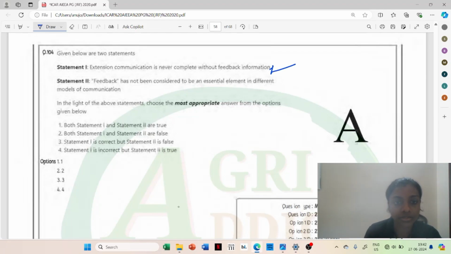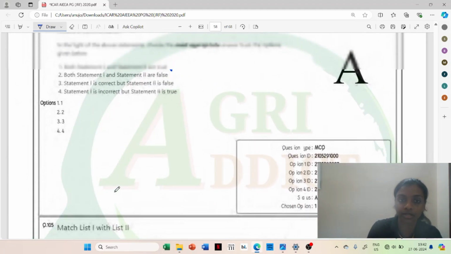Second statement, feedback has not been considered to be an essential element. We have seen different models of communication, starting from Aristotle, Laswell model, Shannon, Weaver, Schramm and all. Actually, Berlow introduced the concept of feedback in the communication model. Until then, whatever models of communication came, they didn't consider feedback as an element. So the second statement is also correct. Answer A. Both statement 1 and 2 are true.